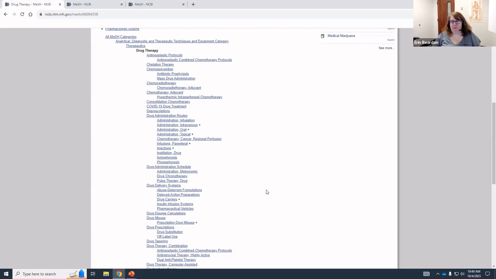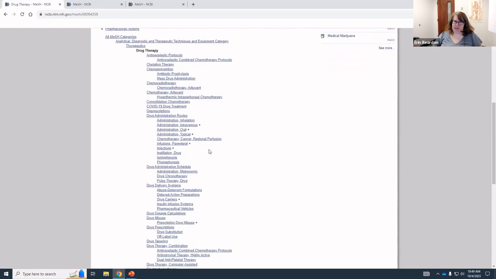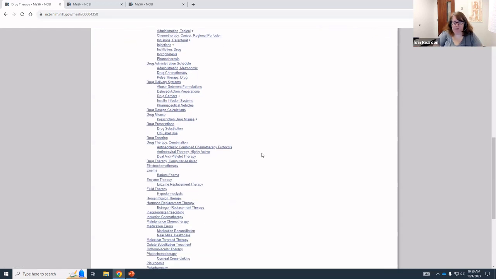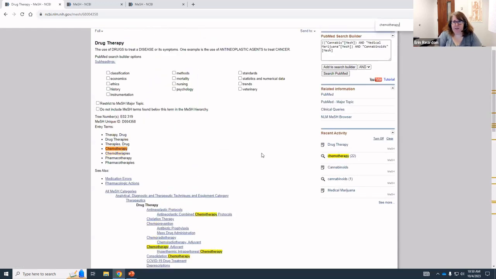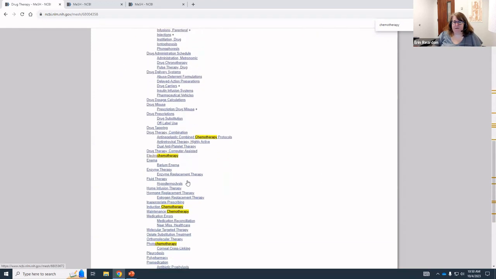So if you use the mesh term and then you also use some of those entry terms as keywords, then that's going to find the articles that you're looking for as well. So we're looking for chemotherapy. It's under drug therapy. There's a lot going on here. There's anti-neoplastic protocols, there's adjuvant chemotherapy, there's chemoradiotherapy, chemoprevention. If we did a control F for chemotherapy, we're actually going to find that this is listed in a lot of different places under drug therapy.